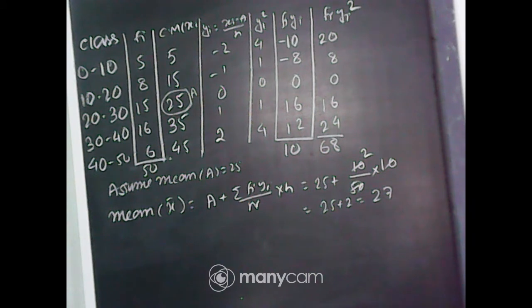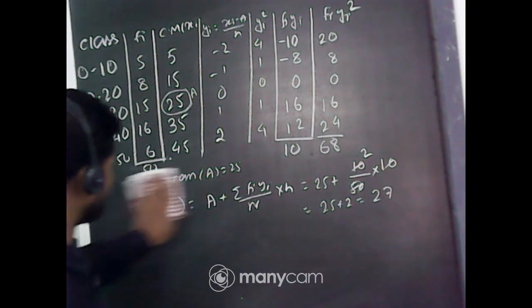Now we have to find the variance of the data. May I rub the board here? We have less space to write. May I rub the board? Okay, I'm rubbing the board.